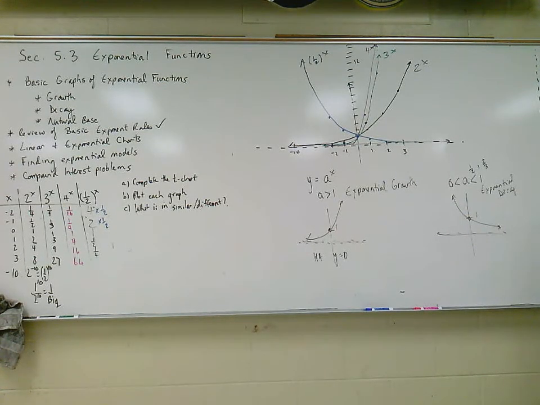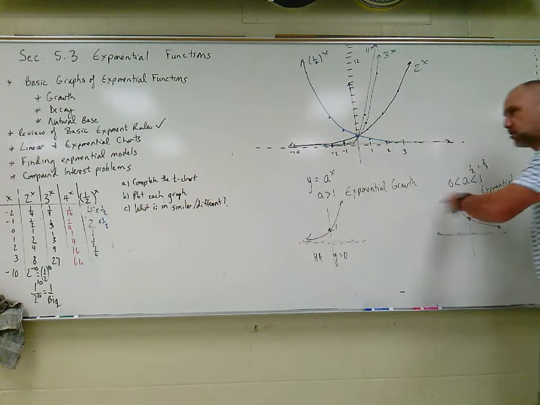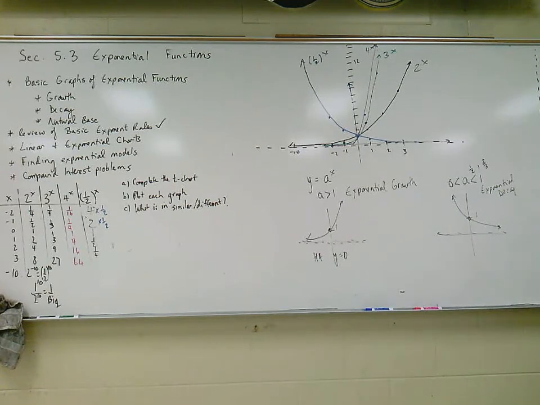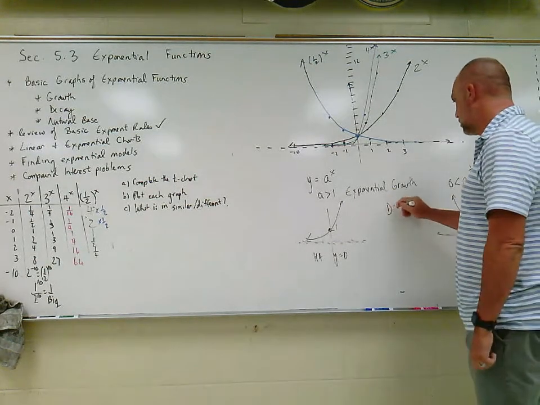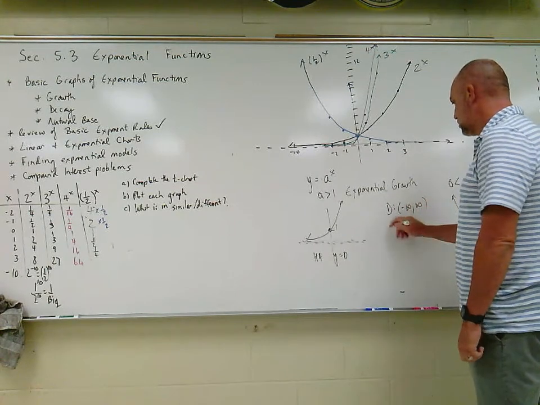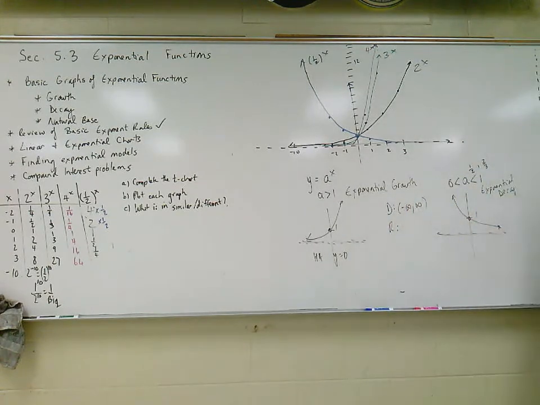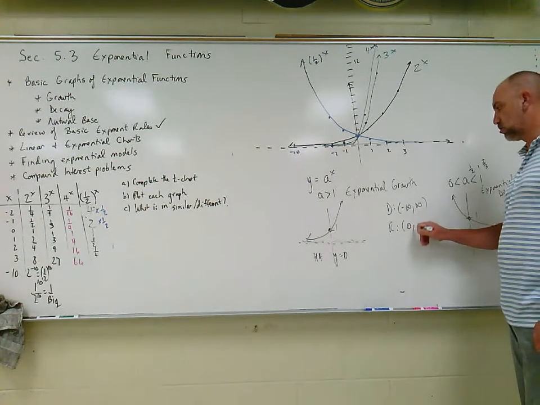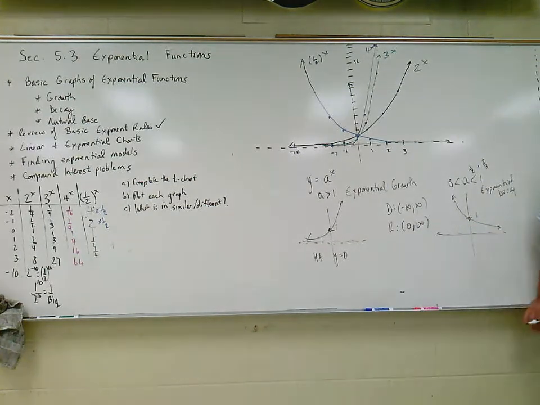Now, a couple of things. What's the domain for each of these? Whether it's growth or decay, what do you see as the domain? All real. What's the range? What did you say for the range? Does it go to negative infinity? What's the lowest it goes? Or tries to go? 0. Yeah, and you don't include 0 because it never reaches it. Okay? That's the domain and range.